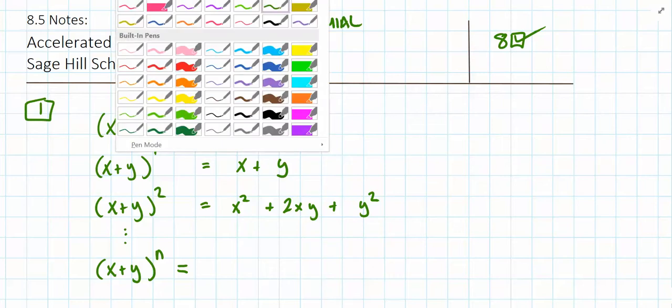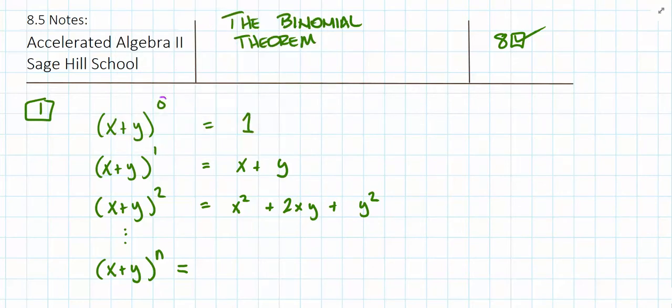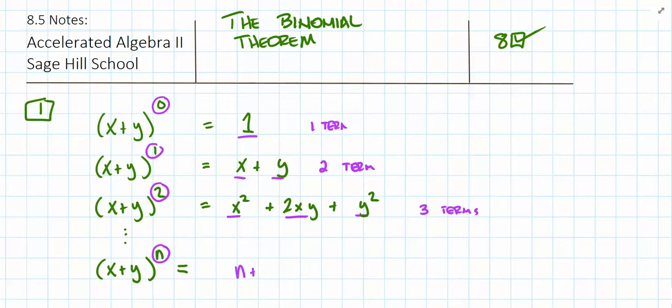So the thing that I want you to notice here is that if I have a 0 exponent, I have exactly one term. If I have a 1 exponent, I have exactly 2 terms. If I have a 2 exponent, I have exactly 1, 2, 3 terms. So if I have an exponent n, I would have n plus 1 total terms, right? That's what I would have for that one.